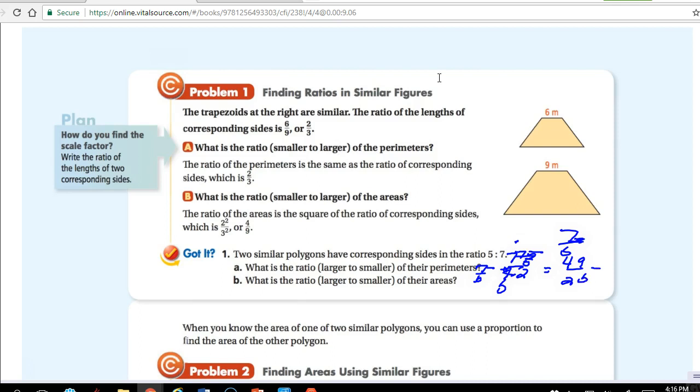Okay. And so the answer to B, comparing the larger to the smaller, would just be the square of these two ratios right here of 5 to 7. So we would end up with 49/25 as the ratio for the areas. And it's as simple as just taking the scale factor and squaring both of those scale factor terms to find the area factor. Okay, hope this was helpful.